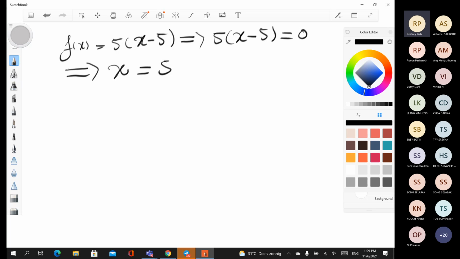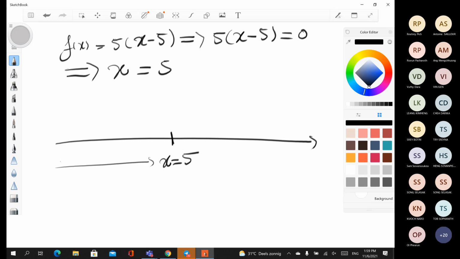First, I try to draw the phase diagram. x = 5 here. If x is less than 5, from here to here, our system always produces a negative value. You see, x minus 5: if x is less than 5, the system always produces a negative value. So our system will be here, left arrow.